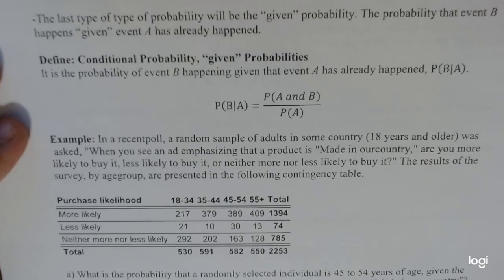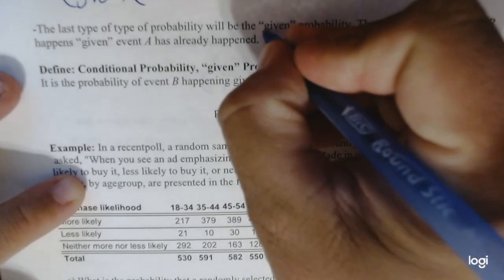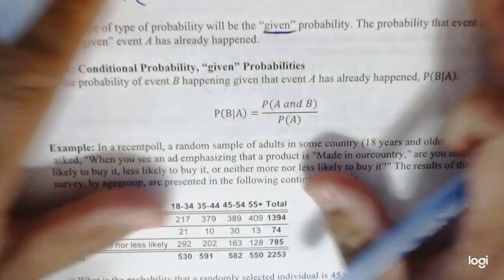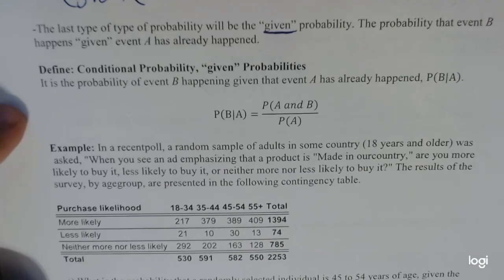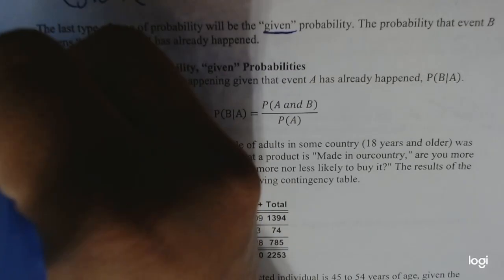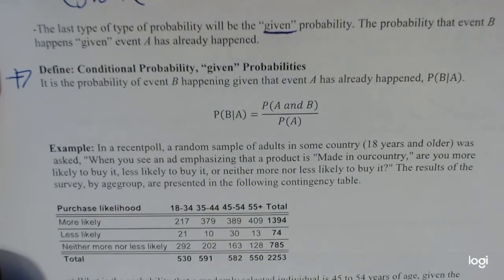Okay, so now that we talked about the and probability, now we're going to talk about the given probability and how to find that equation itself out. The given probability is event B happening given event A has already happened. For this one, it's called conditional probability. It's the condition that the one event has already happened to begin with.